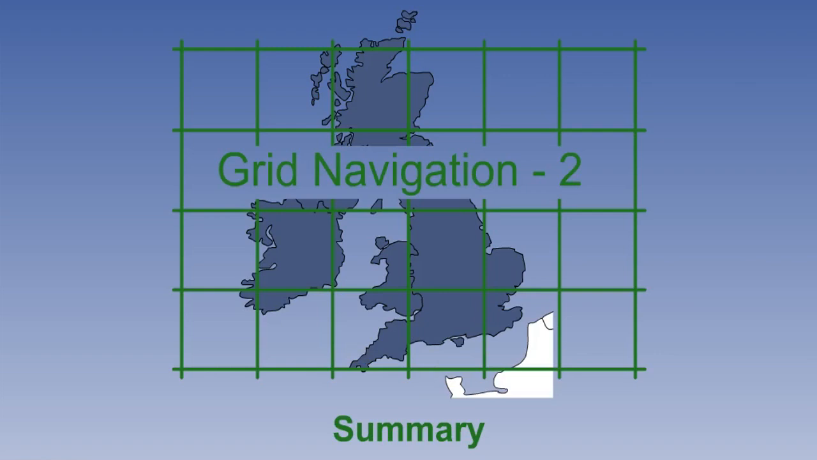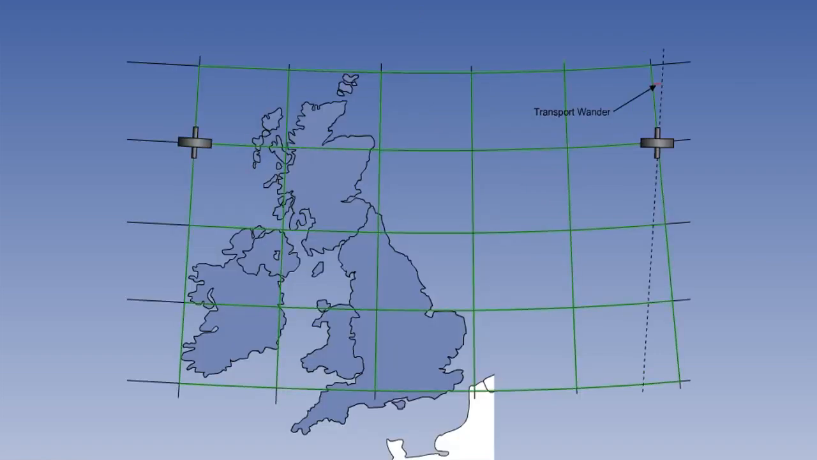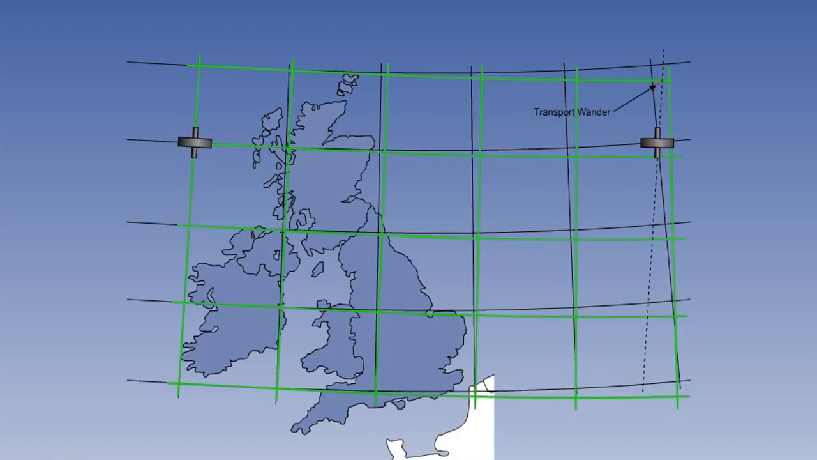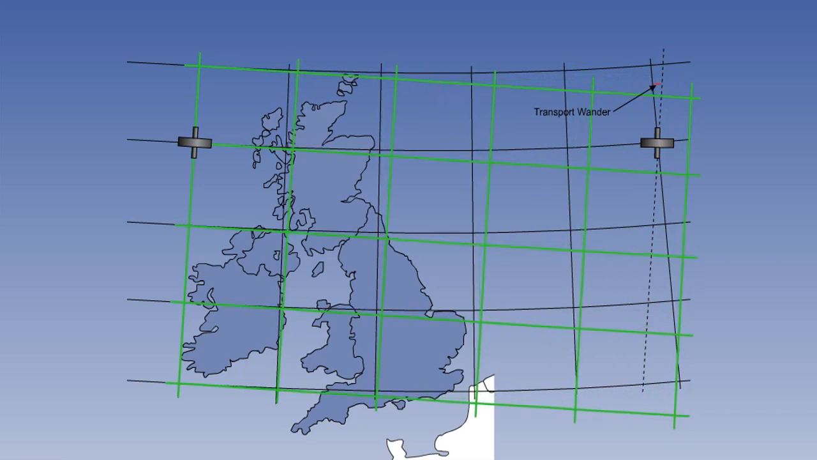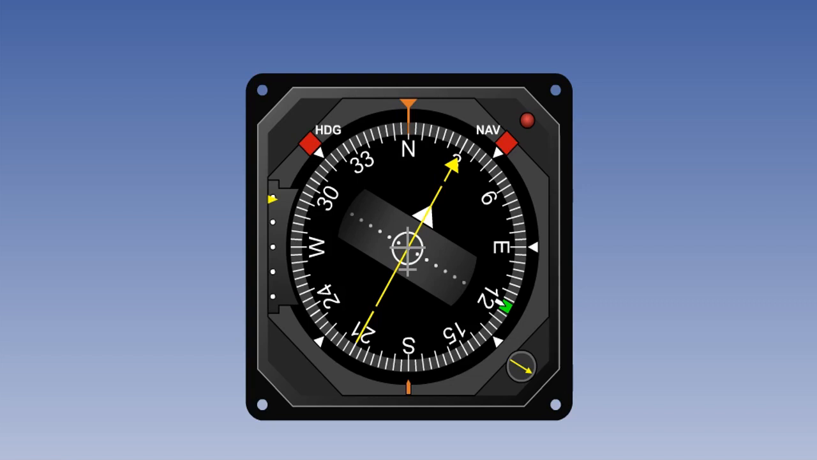Let's summarize this lesson. It is easy enough to produce a grid by drawing parallel straight lines on a chart. This solves the problem of a constantly changing track direction caused by convergence at high latitudes. However, this solves only half the problem. We still need to convert the heading source, whether compass or pure gyro, to the grid direction.